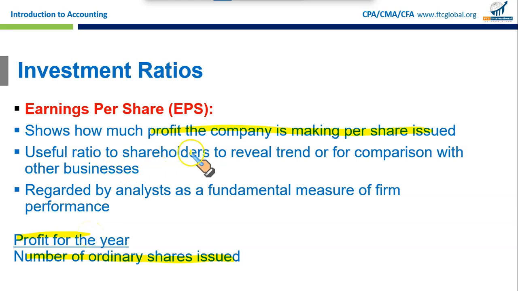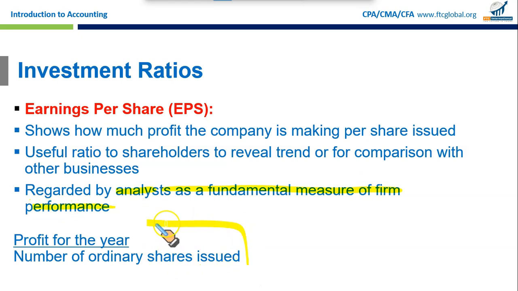This ratio is very useful for the shareholder to reveal the trend or to compare with other businesses. We can compare our EPS with those of other businesses in the same industry. That shows you how well your business is performing compared to others. We can also compare EPS for prior years with the current year. So this is regarded by us financial analysts as a fundamental measure of firm performance.